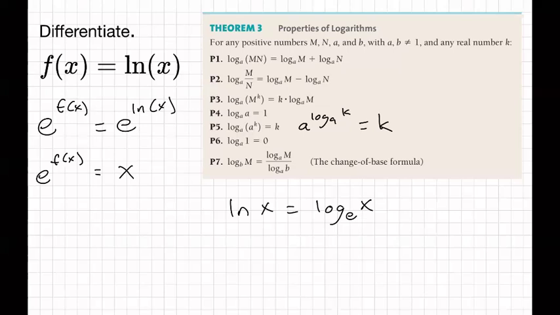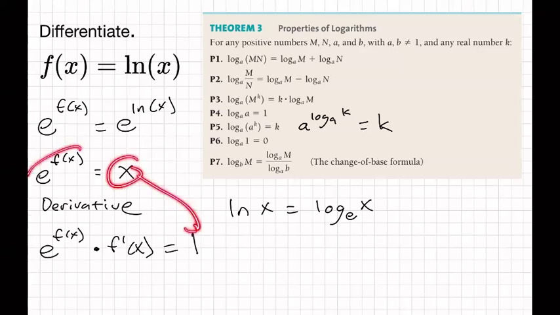Make sure you see here that as we do the derivative, the derivative of e to the f of x is e to the f of x, but I have to multiply using the chain rule by the derivative of f of x. On the other side, the derivative of x is just 1. So here's the derivative of that. The derivative of this is itself. And then the chain rule, I need to take the derivative of the exponent.